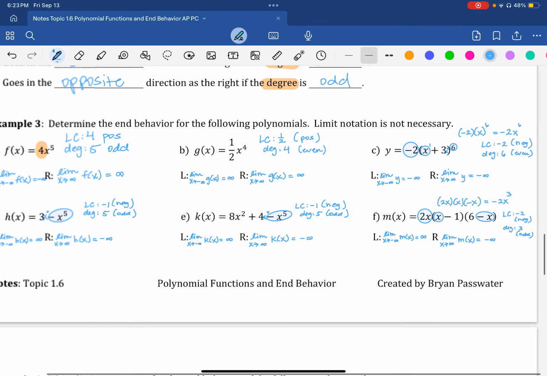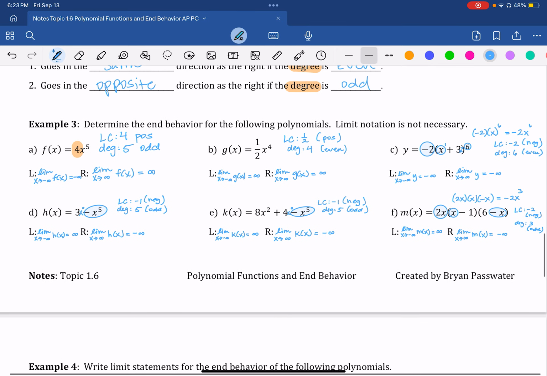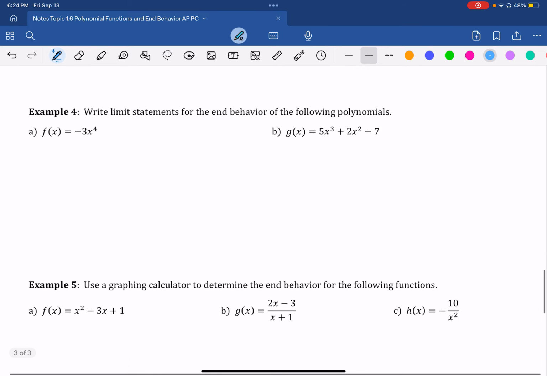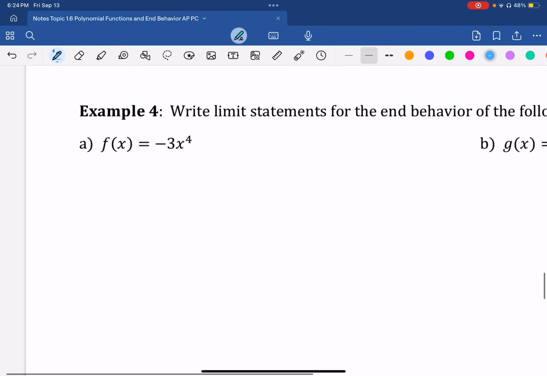So again, just do the right side first. See if your leading coefficient is negative or positive, and then whether your degree is even or odd will determine if the left side matches or if it's the opposite. Okay, let's keep going. We're going to write limit statements for the following polynomials.